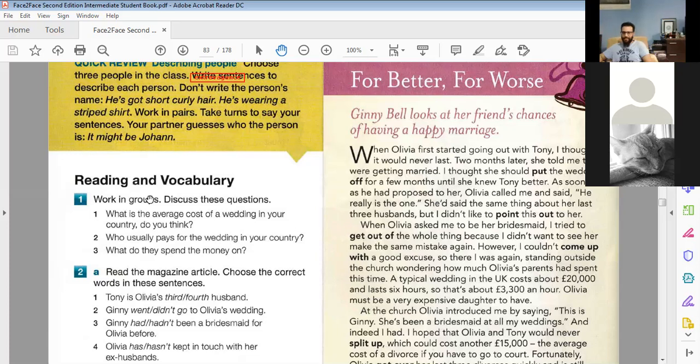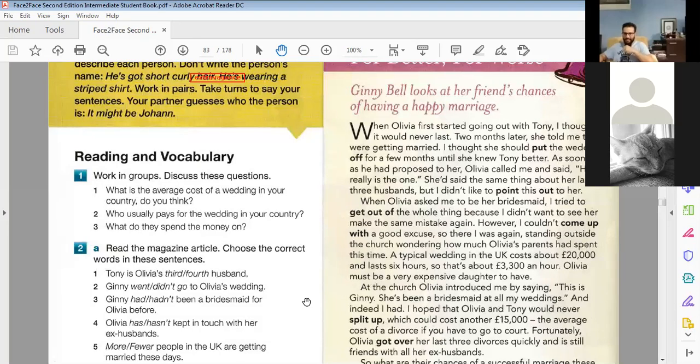Already from the first paragraph, it looks like an interesting topic. Yeah. Lost three husbands, mashallah. Whoever wrote the article is very interesting. It's someone who doesn't like weddings and marriage a lot.